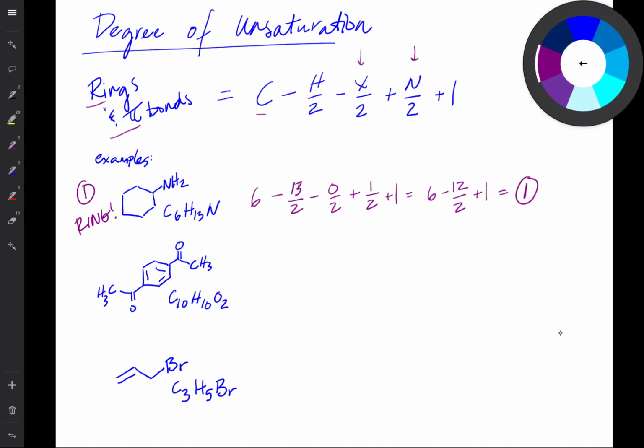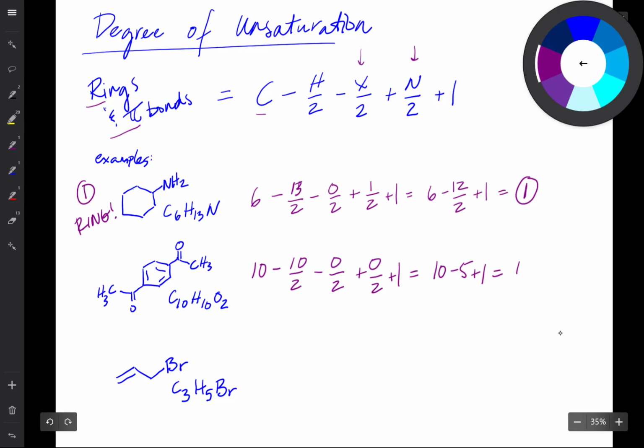Let's do our next example, 1,4-diacetylbenzene. This is from our lecture videos. We have 10 carbons minus 10. We don't have any halogens, and we also don't have any nitrogens. 10 minus 5 plus 1 gives us 6.